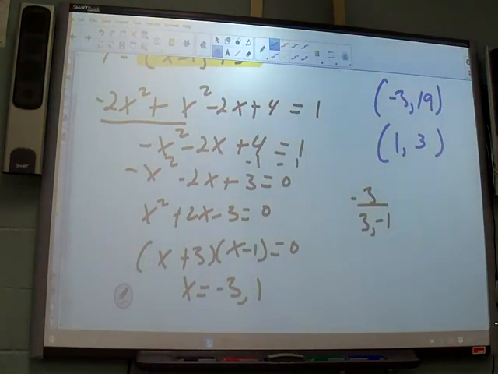But how would you do it if you did the quadratic formula? You should still get these two x's. So your a is negative 1, your b is negative 2, your c is 3, and you would still get to these two x's. And then you would have to plug them in.